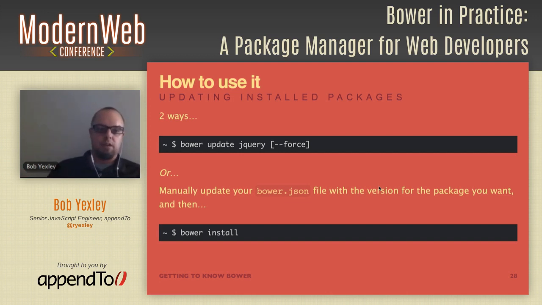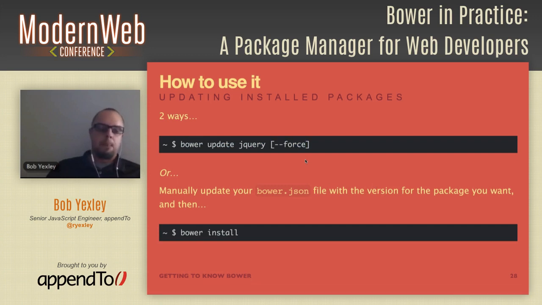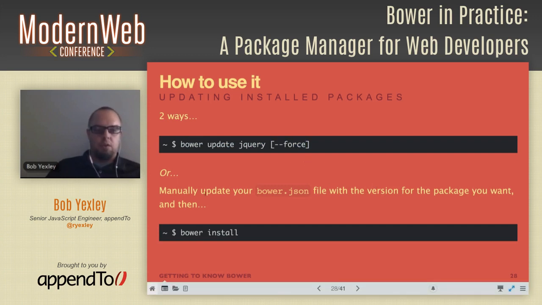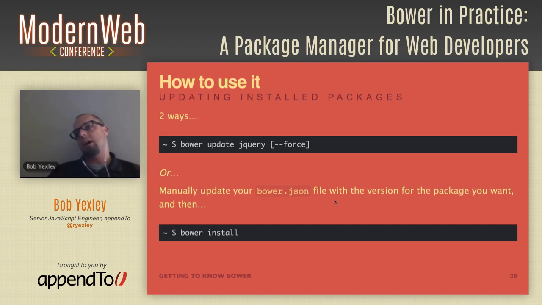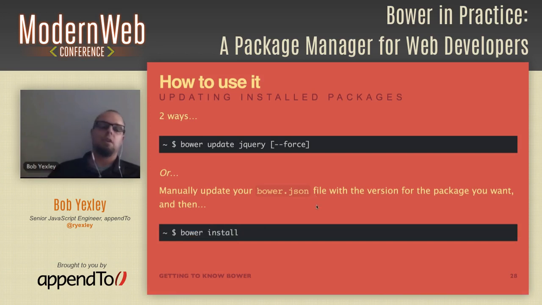And there's various ways that you can do that. You can say bower update jQuery, and you can optionally force it to update. Or the other thing that you can do is manually modify your bower.json file. So say you're running jQuery 1.11 and you want to try out 2.0. You can manually go in and change that dependency package number in your bower.json file, and then go back to the command line and just run bower install, and that will install the version based on what's in your bower.json file. So there's two ways that you can do that.